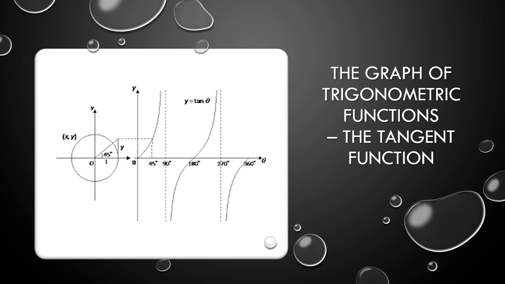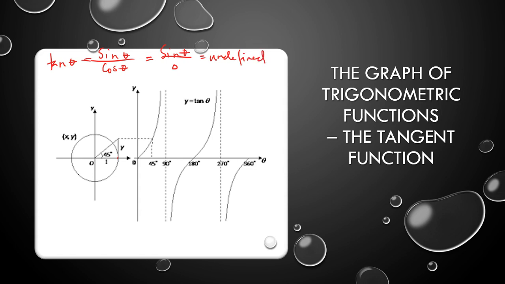The graph of the trigonometric function, the tangent function. As you can see here, the unit circle once again, and the graph of that in Cartesian coordinates. Before I go further, tangent theta is equal to sine theta divided by cosine theta. So when cosine theta is equal to 0, then we have undefined.